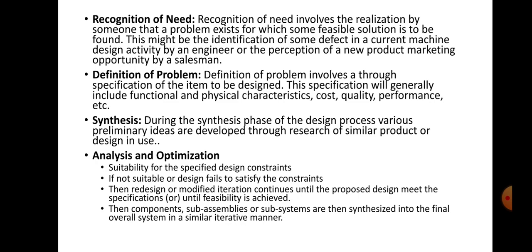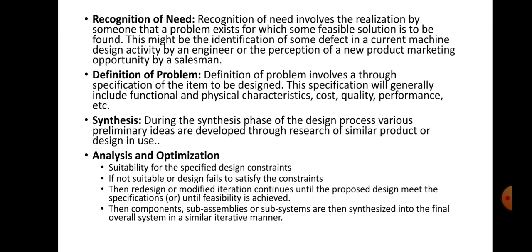Analysis and optimization. In this stage, we check the suitability of the specified design constraints. We have to find the suitability of the specifications and design constraints in this analysis stage. In optimization, the components, sub-assemblies and subsystems are then synthesized into the final overall system in a similar iterative manner. In optimization, the optimum solution is the one that is very easy, cost effective and has good manufacturing capability. That is the optimum. Which one is the optimum? That is the optimization.